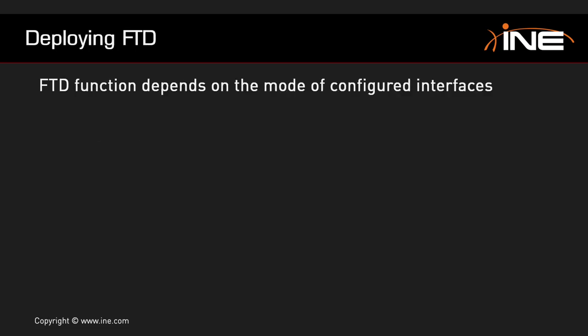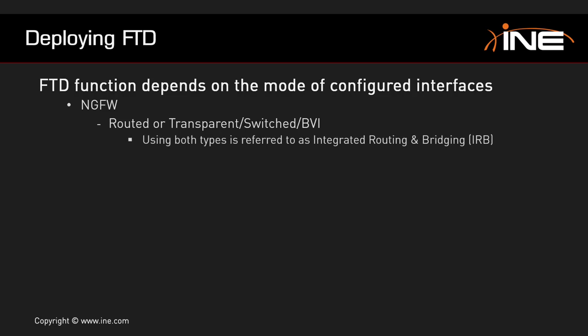Okay, so setting the interfaces on the FTD is going to be pretty important, since it will eventually control the functionality and capabilities of our system. If we plan to go for the firewall function with an optional IPS, we will have to configure our interfaces as routed or transparent, switched, BVI. It is even possible to use both types of ports on a single unit, which is known as integrated routing and bridging.